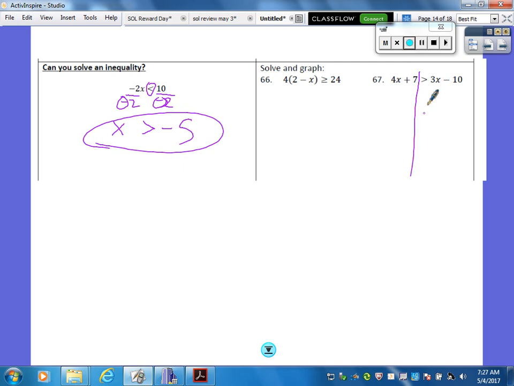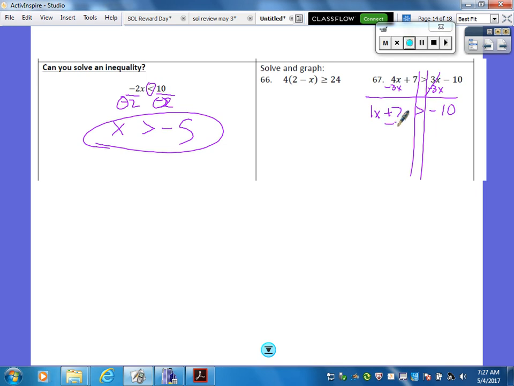So all you need to do is, we usually put little train tracks to hold our inequality. Solve it just like you would an equation. So you've got to solve for x. You've got too many of them, so cancel one of them out first. So you've got 1x plus 7 is greater than -10.